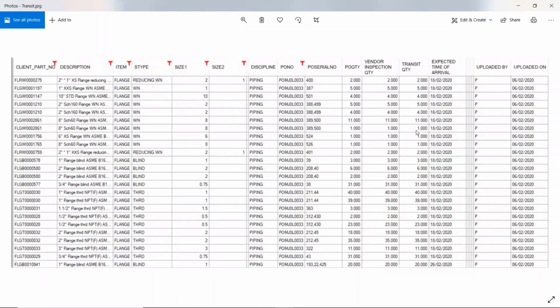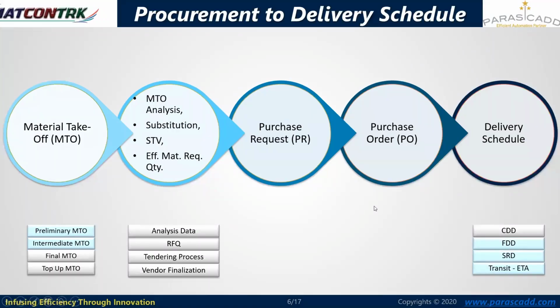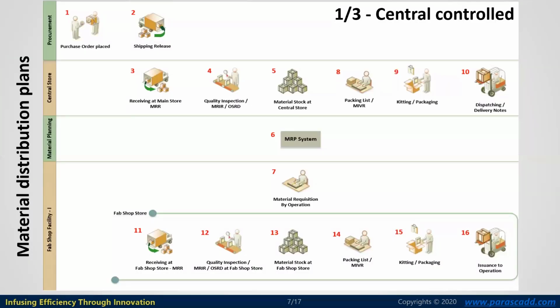Expected time of arrival: whatever quantities are being released for delivery will be entered over here along with the expected time of arrival date. So these are the inputs considered over here during the procurement to delivery schedule cycle.